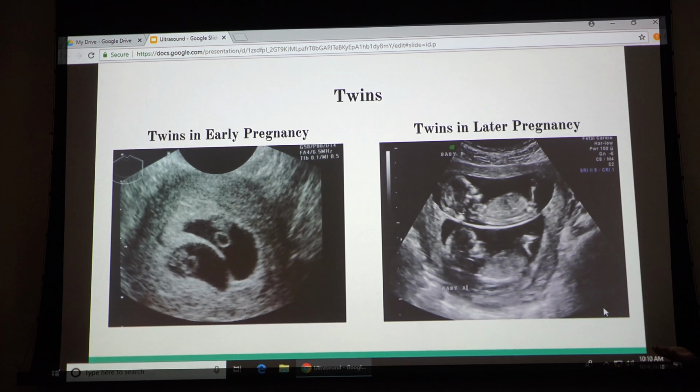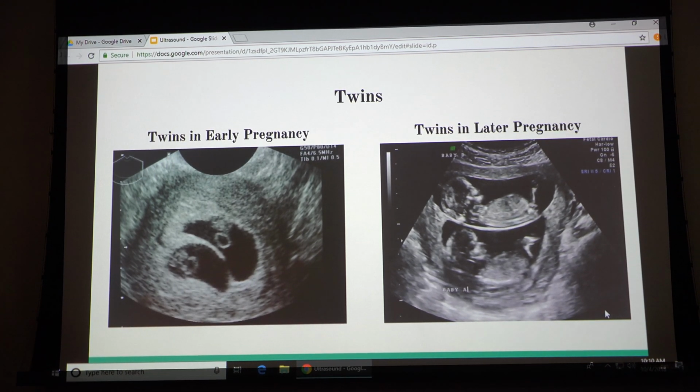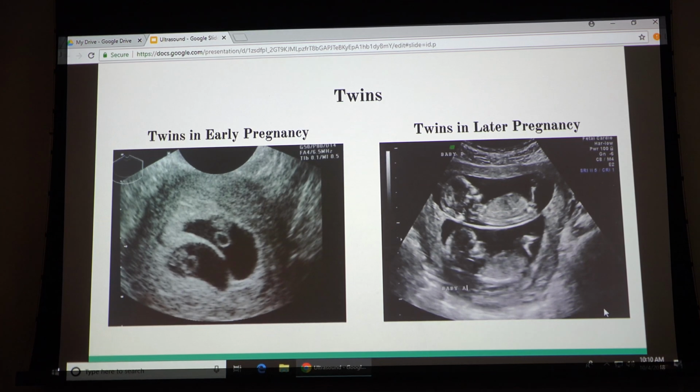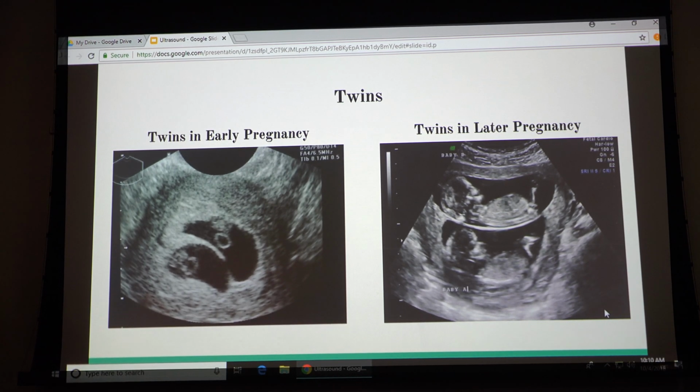And with any multiples birth, there are always increased risk factors. So growth restrictions, preterm delivery, C-sections.